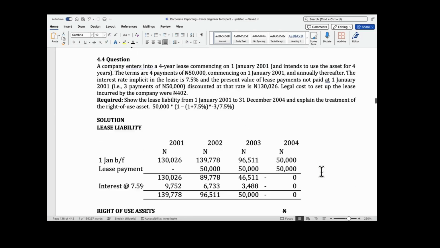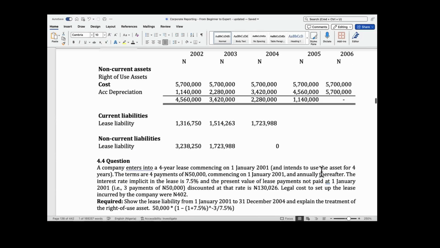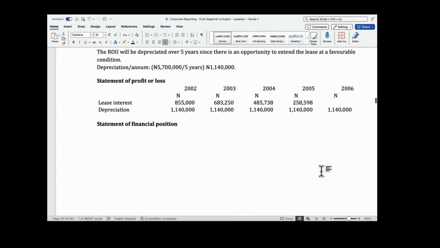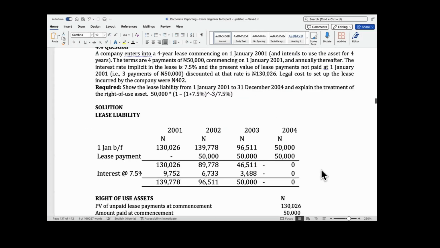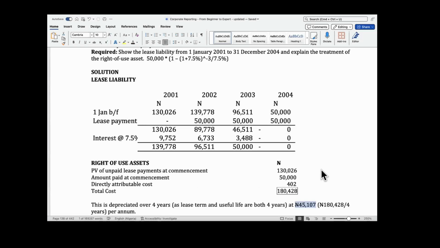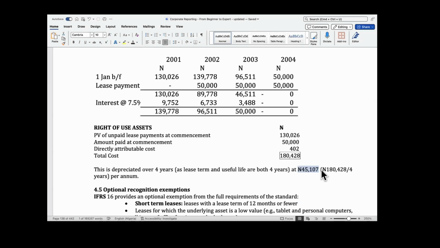Now, you see, for the lessee, the whole idea is that he has rented a property, and IFRS 16 requires that he recognizes a lease liability and a right of use asset this way. It won't be more than this in the exam. It's really not more than this.